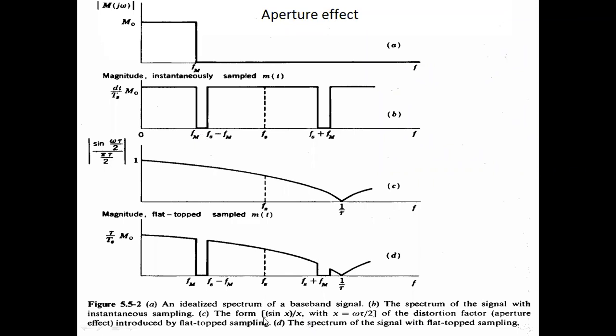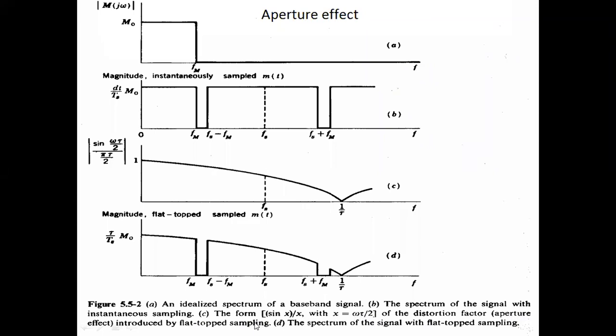Then the spectrum is sin x by x, the sinc signal, with x equal to omega tau by 2. That is the distortion factor, where x is omega tau by 2. That is the aperture effect introduced by flat top sampling.